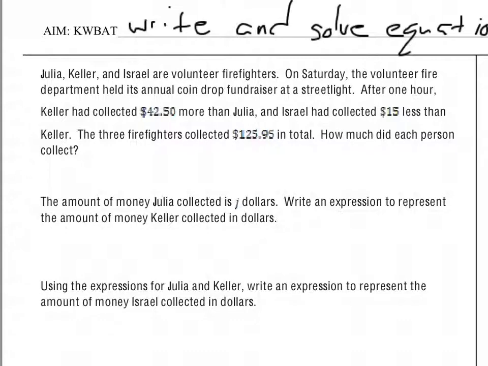So this is very much like our sister's problem the other day, except instead of being told that we have consecutive amounts here, we're told the relationship between the amounts. So the amount of money that Julia collected is J dollars. Write an expression to represent the amount of money that Keller collected in dollars. So we want a representation in terms of J.